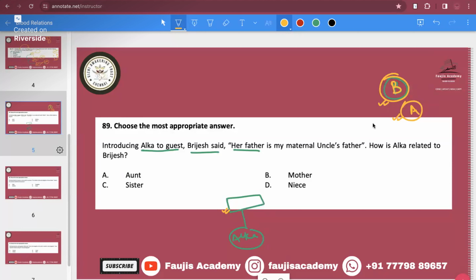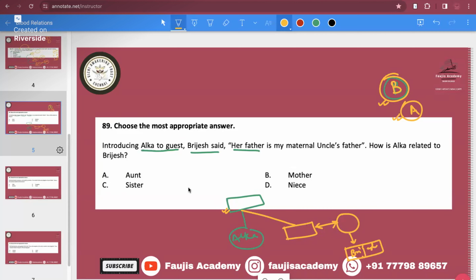Right. So her father, Alka's father, is this box, this rectangular one, my maternal uncle's father. Then maternal uncle's father means this person will have a son. And this person will have a sister, and his sister's son will be who? Brijesh. Right, guys? Did we draw it correctly?